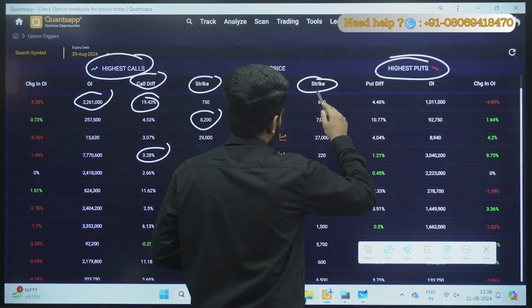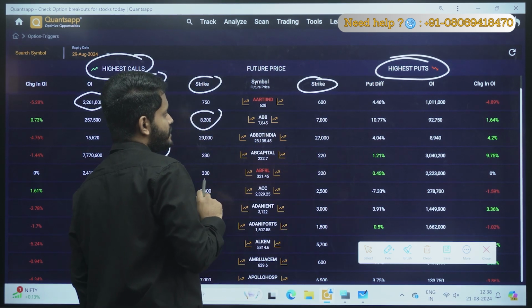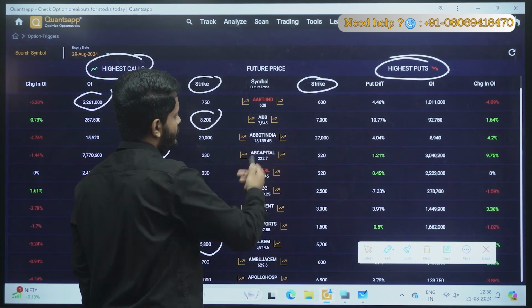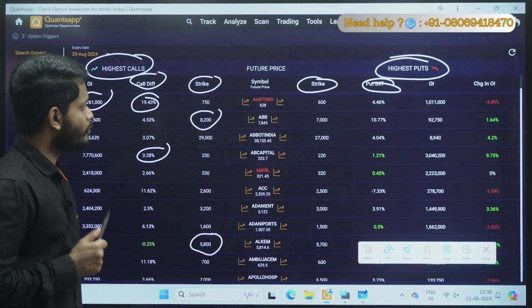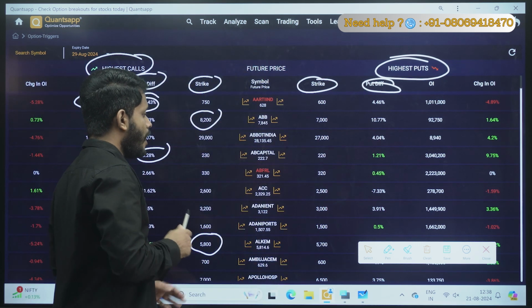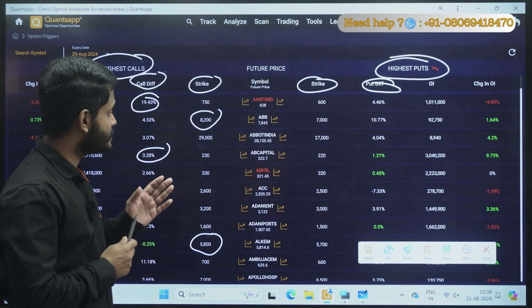Okay, so for Aarti Industries, 600 is the immediate support based on OI. For ABB, the immediate support is at 7,000. Now what is put difference? So put difference is again the same: how far the stock is from its support levels.